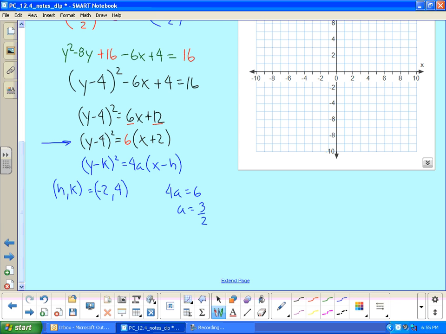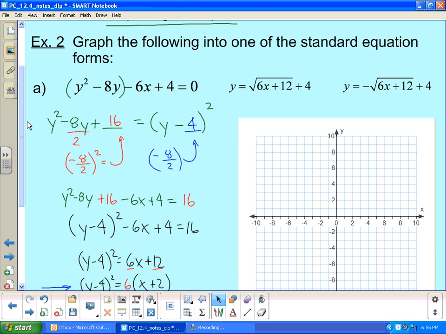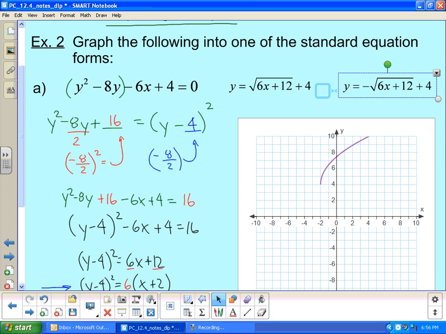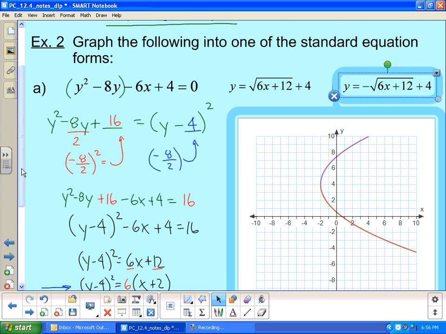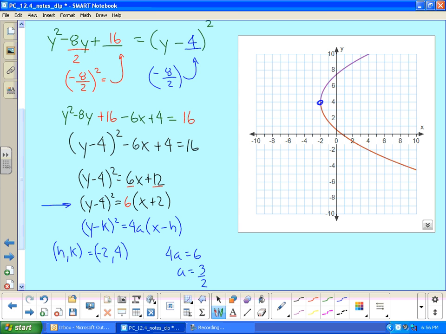That can help me find my focus. So let's see what we would get here. Again, I'm going to have to split it into parts. There's the upper part. There is the lower part. And let's see if we actually started in the right spot. So we should have started at negative 2, 4. Yeah, there's where our vertex is. Our focus is going to be 3 halves away from there. That's what our a value is. So 1.5 away from there. That puts me right about there is my focus point. Again, that distance right there is my a distance.